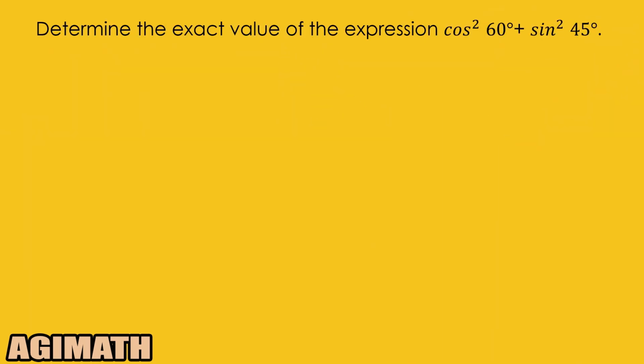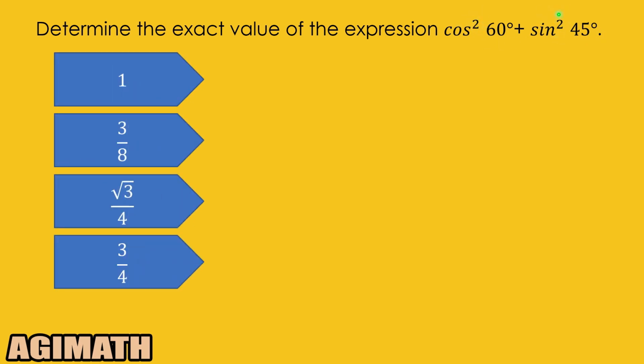Determine the exact value of the expression cosine squared 60 plus sine squared 45. Now, if you encounter this problem, do not be afraid of this square, because it means that we only need to find the value of cosine 60 and sine 45, ignoring first this exponent. So we have the choices.